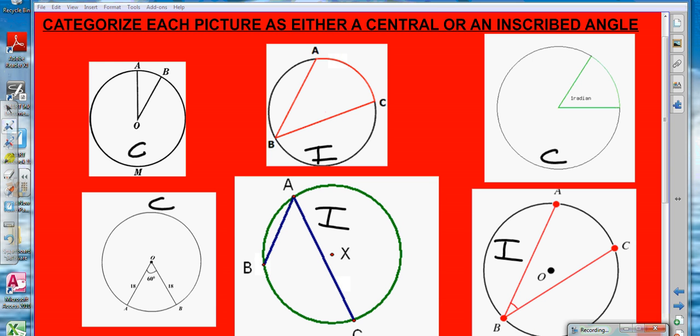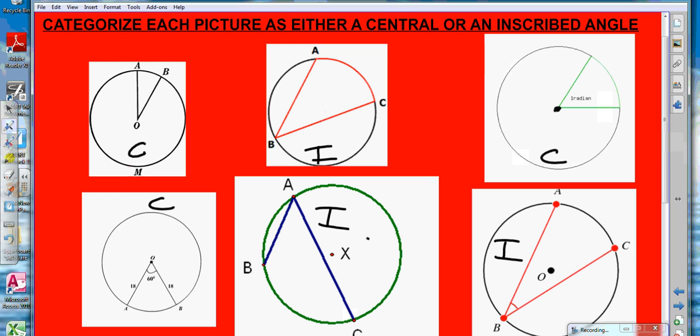All right, and let's take a look. The very first one is a central angle because it's angle AOB, or angle O. The vertex is on the center of the circle. All right, the next one we see, angle ABC, is inscribed. The vertex is on the circle, not in the middle. All right, the next one is a central angle. Even though we don't have letters, this is the center of our circle. This one is inscribed, and the last one is inscribed.